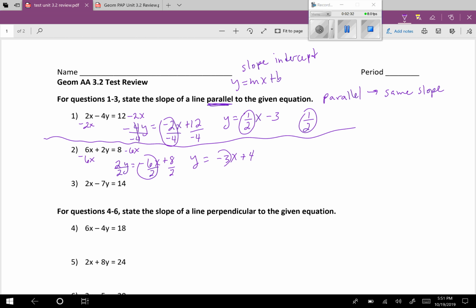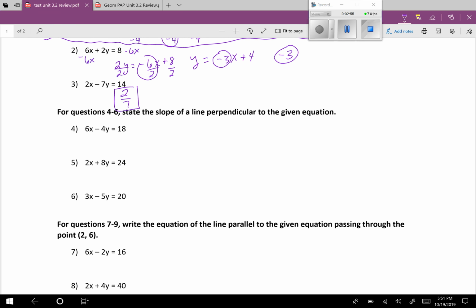And so again here, look at your slope. Negative 3, parallel line, it's going to have the same slope, so it's going to also have a slope of negative 3. Alright, now I'm going to go on ahead and put the answer for number 3, and you guys will work that out. Okay, so the answer for number 3 is going to be 2/7.